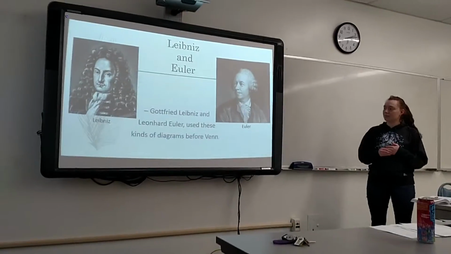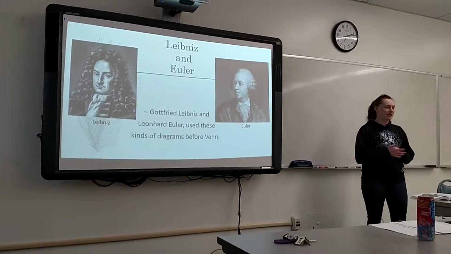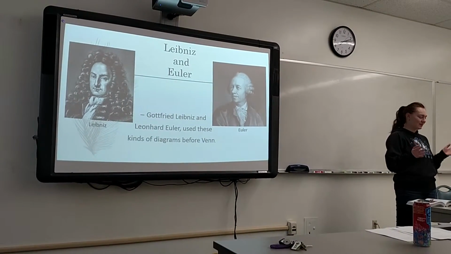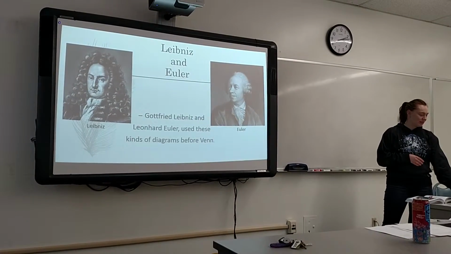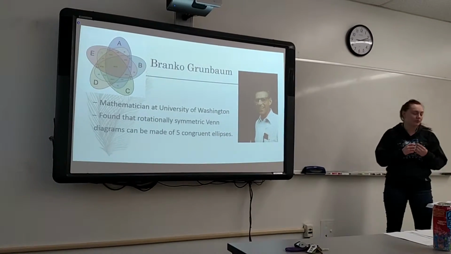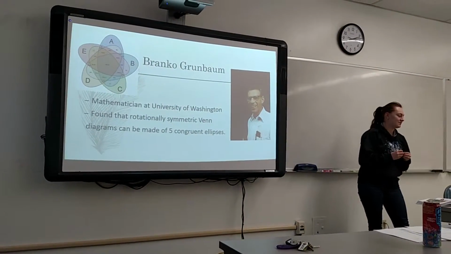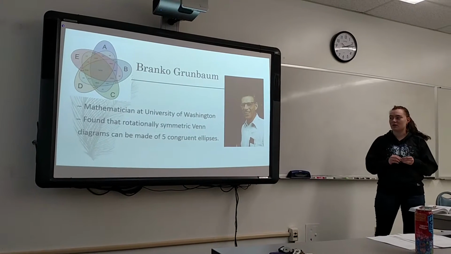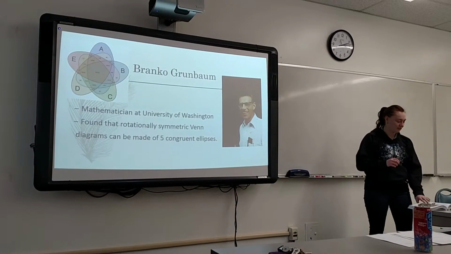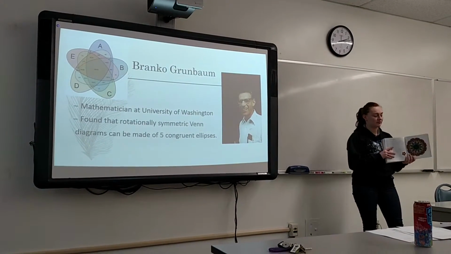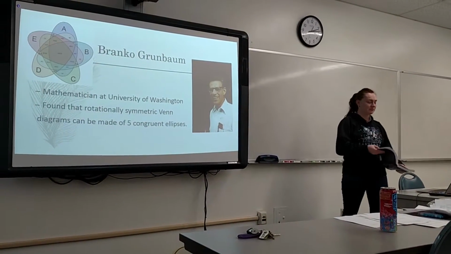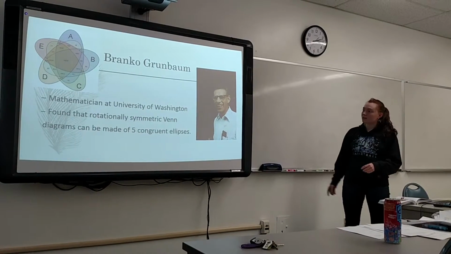Leibniz and Euler used diagrams like Venn diagrams beforehand, but they didn't give it a name and didn't publish it saying, hey, I created this. But they also were using them. And then there's a German, Branko Grunbaum, however you say his name. He was a mathematician at the University of Washington, and he found the 5 ellipse. If you don't have your books, in your books there's a picture of his 5 set diagram, and it's also there.